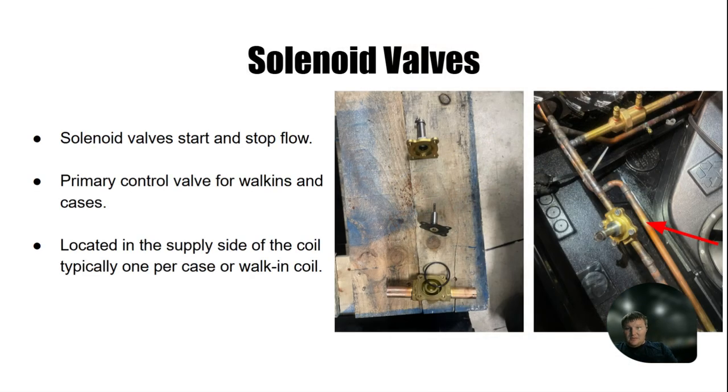Next is some solenoid valves. They're the primary control for our walk-ins and cases. They're located on the supply of each coil and are typically one per case or walk-in. What they consist of is a spring-loaded rubber diaphragm used to prevent flow, and it is opened via an electromagnet.